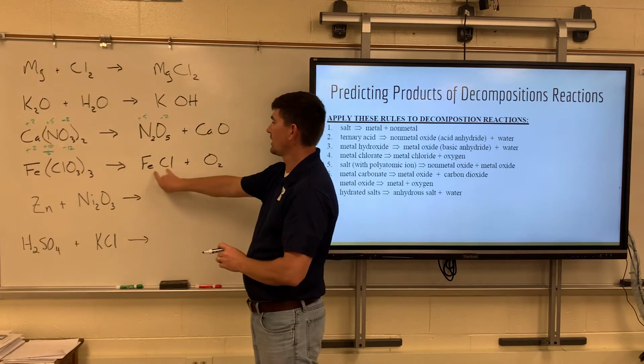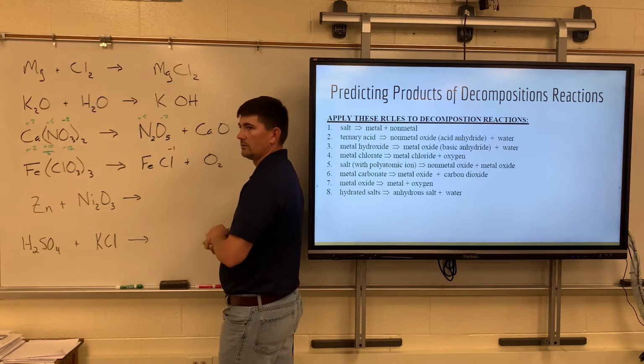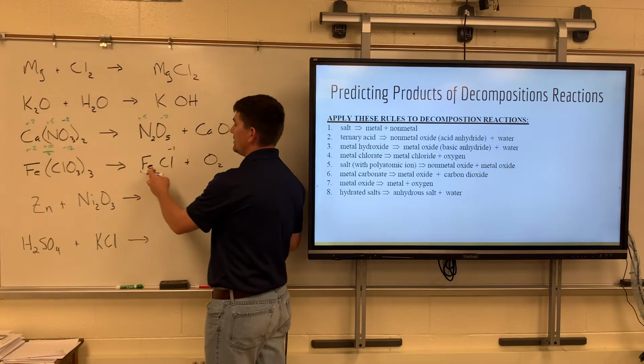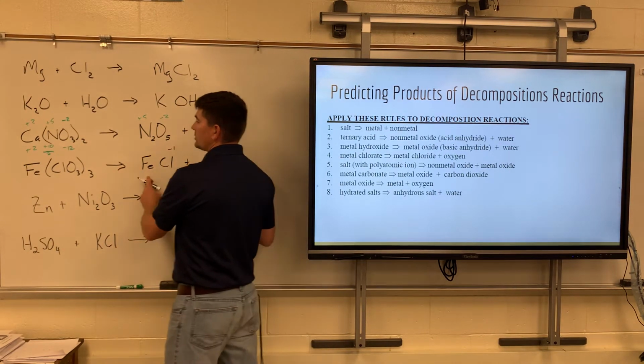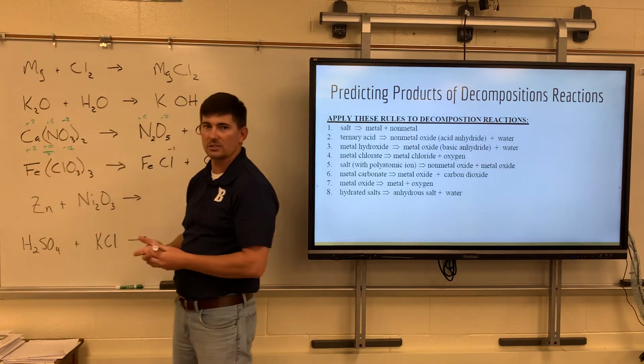And then I got to go back and write this formula, right? So I know chlorine is -1, and Fe is a transition metal, so it can have multiple oxidations. So I got to go back over here and look and see what its oxidation is.